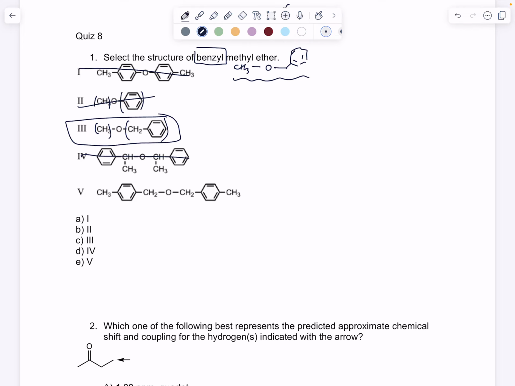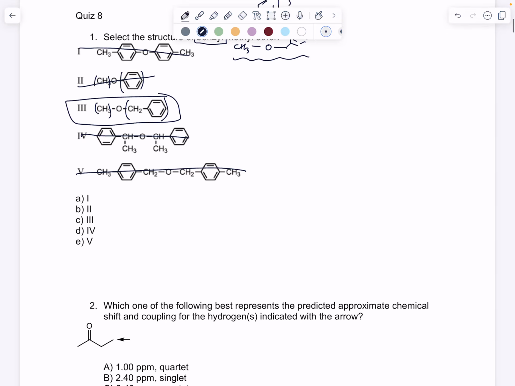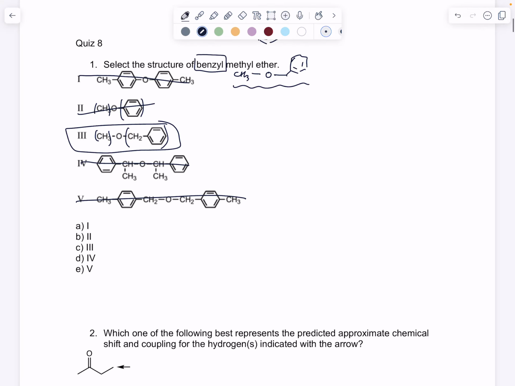This one has 2 benzenes and this one has 2 benzenes, so neither of them could be right. So as long as you know to at least look for one methyl, you could narrow it down to these 2 structures only. And then if you didn't remember between benzyl and phenyl, that's fine, but you at least have it down to 50-50 getting it right instead of 1 in 5.